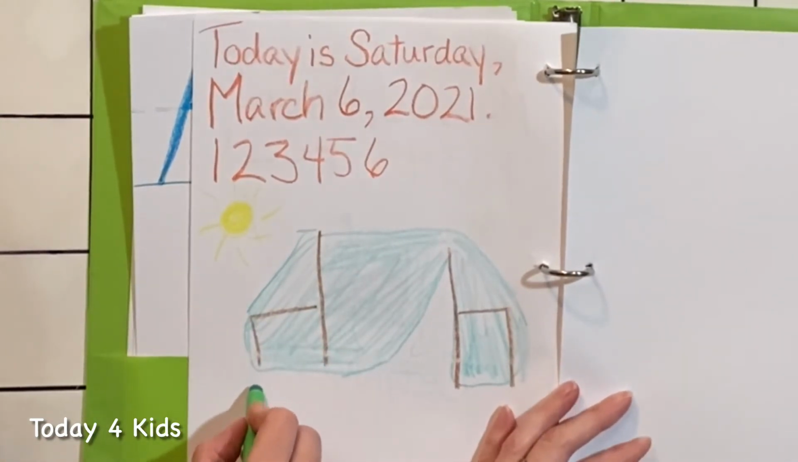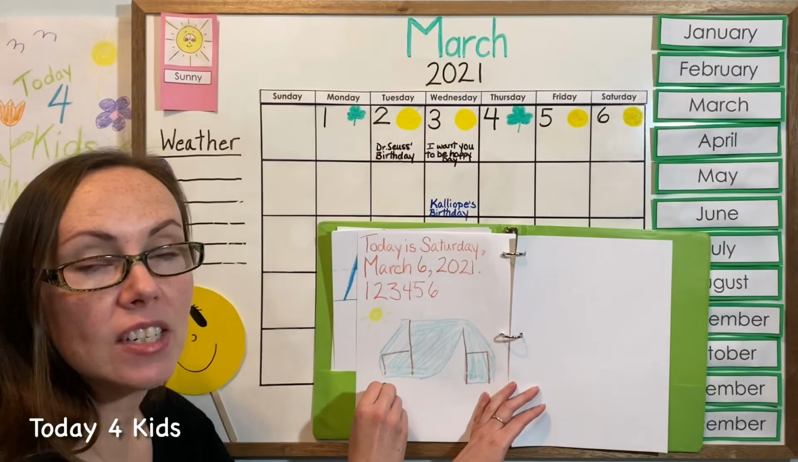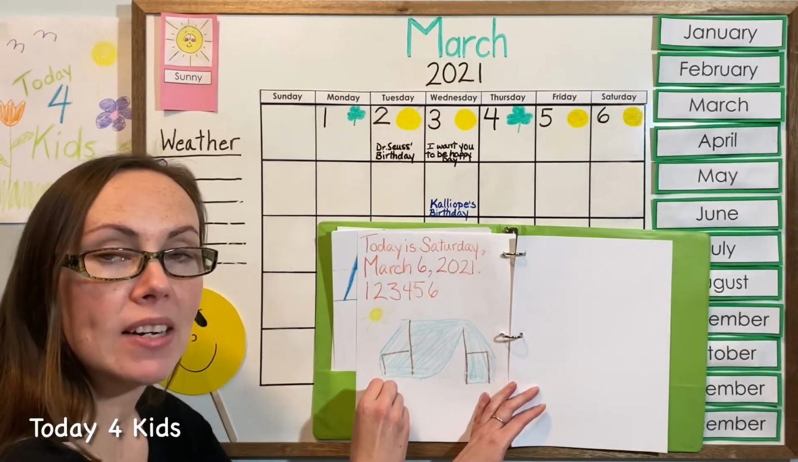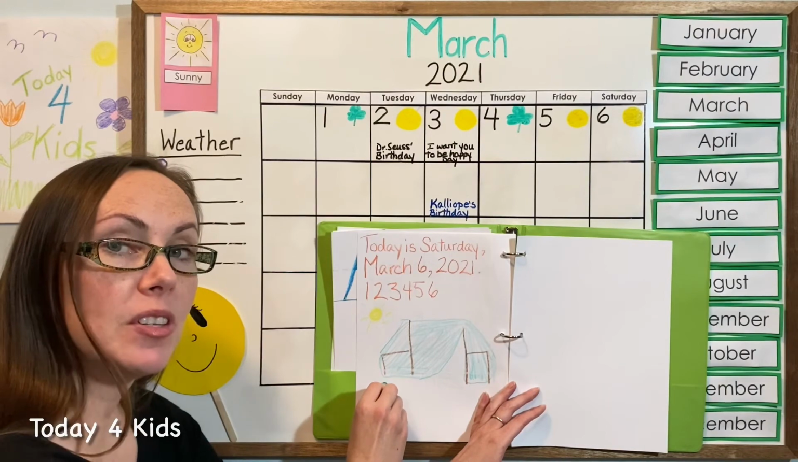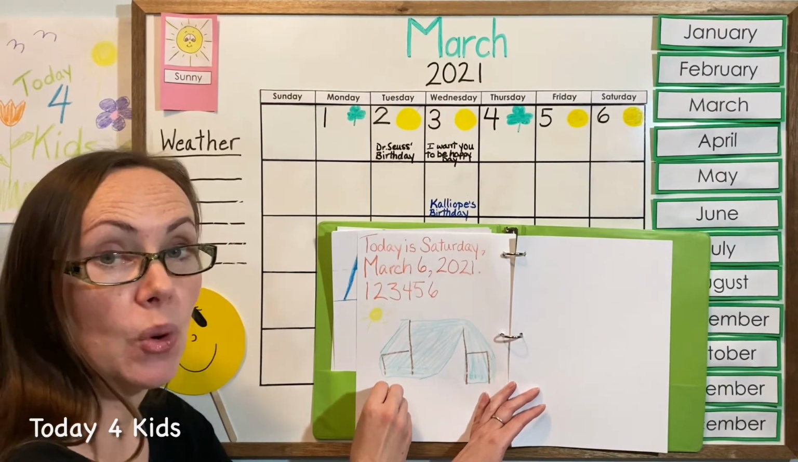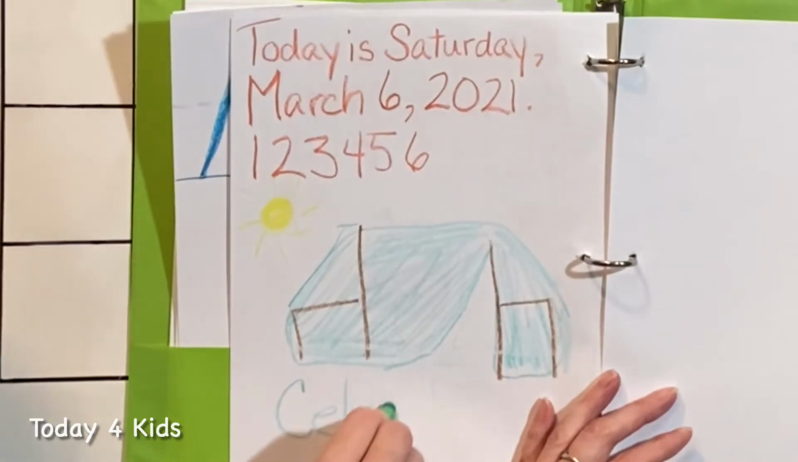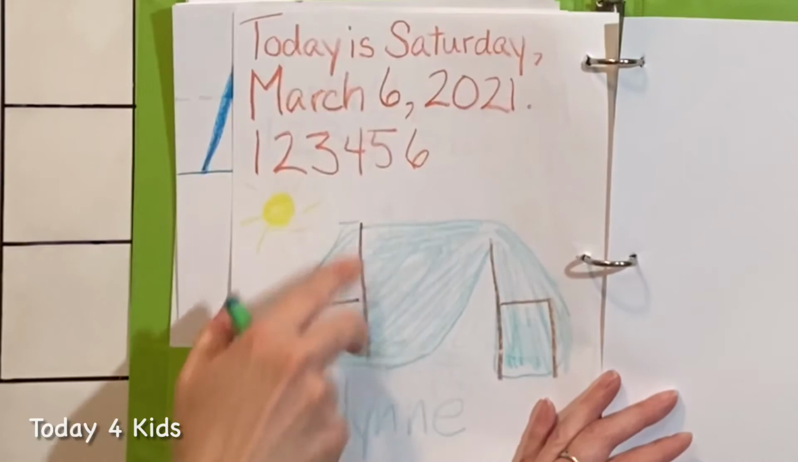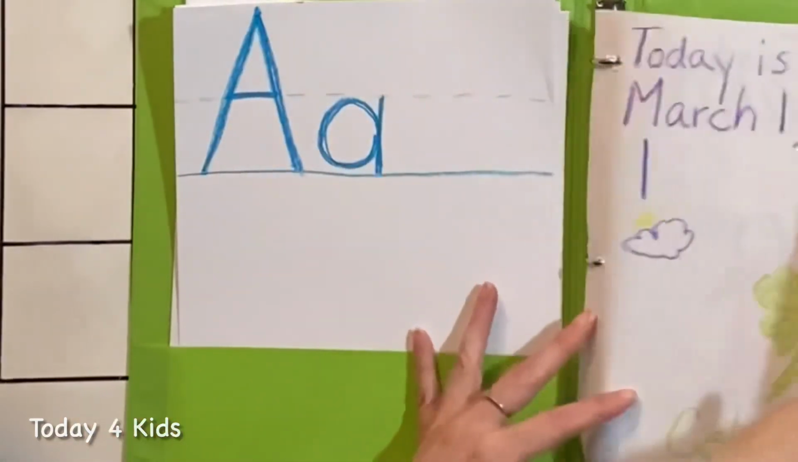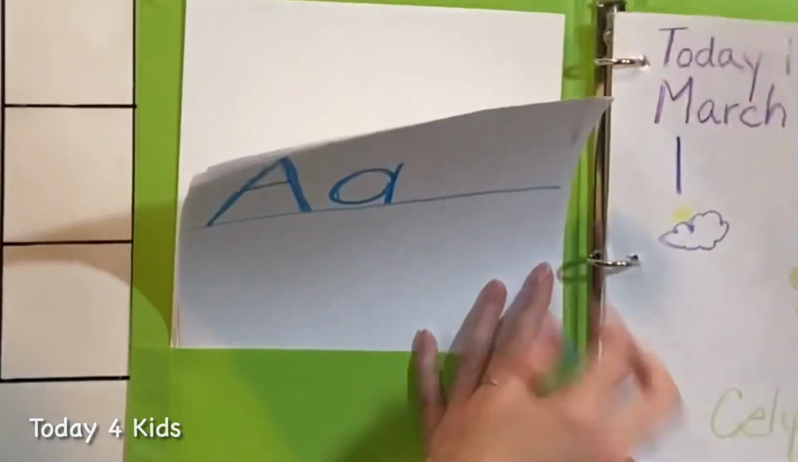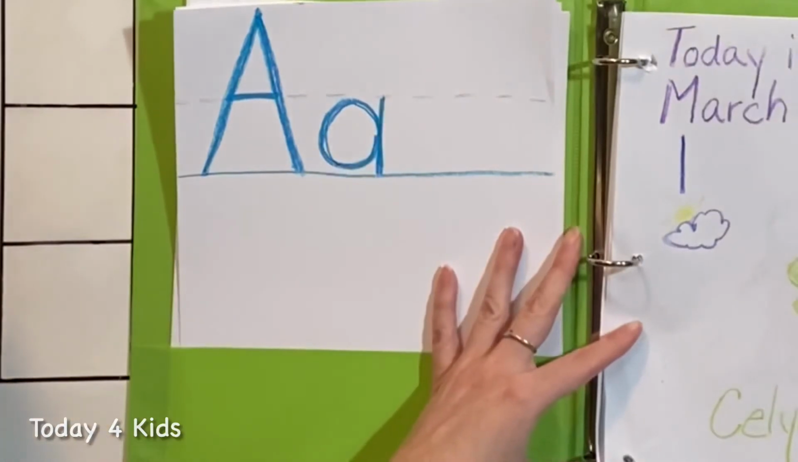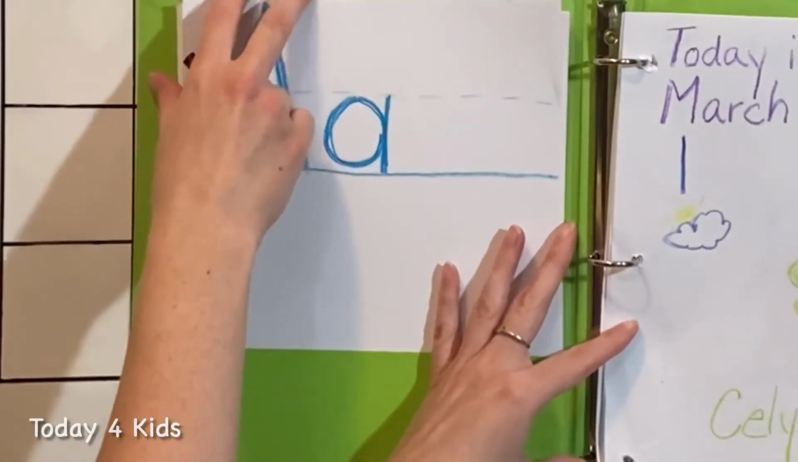Next, I'm going to put my name, and I want you to practice your name every day as well. It's very important to practice our name every day. So put a capital at the beginning of your name because your name is very important. Capital C-E-L-Y-N-N-E. And if you don't know how to make all of these letters yet, that's okay. You just practice one letter every day, and eventually you will know all the letters in the alphabet and you will be able to print all the words that you would like.